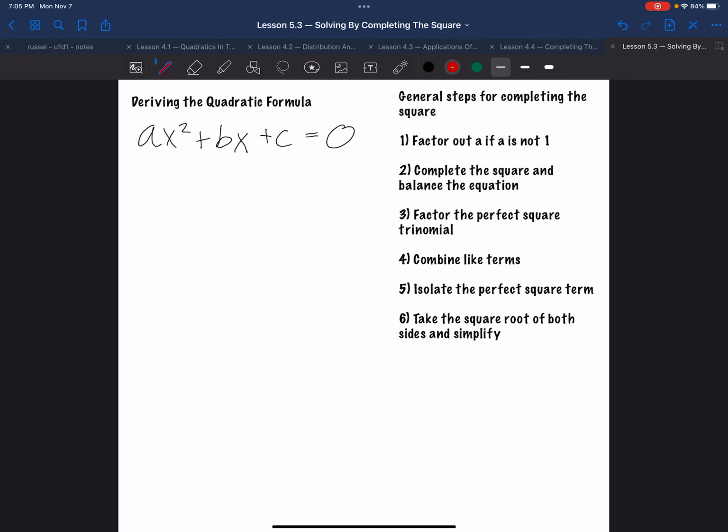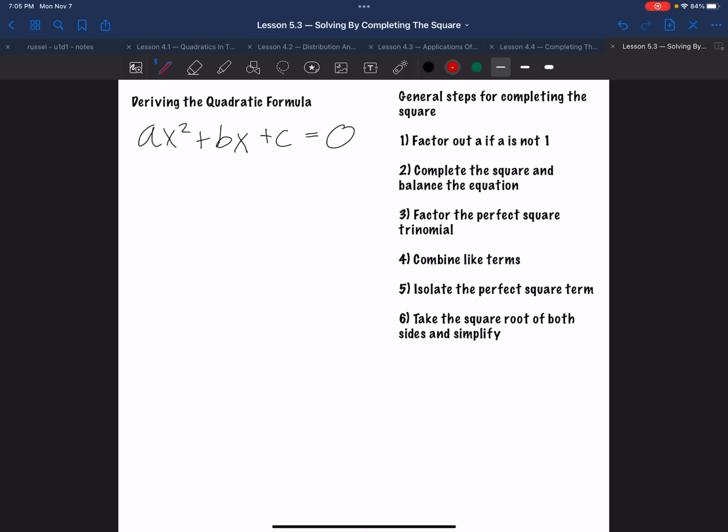Hello and welcome to Lesson 5.3 Part 2, where we are continuing our process of completing the square, but we're going to use it to discover the quadratic formula. We're going to derive the quadratic formula in this video, and then we'll do a quick example.